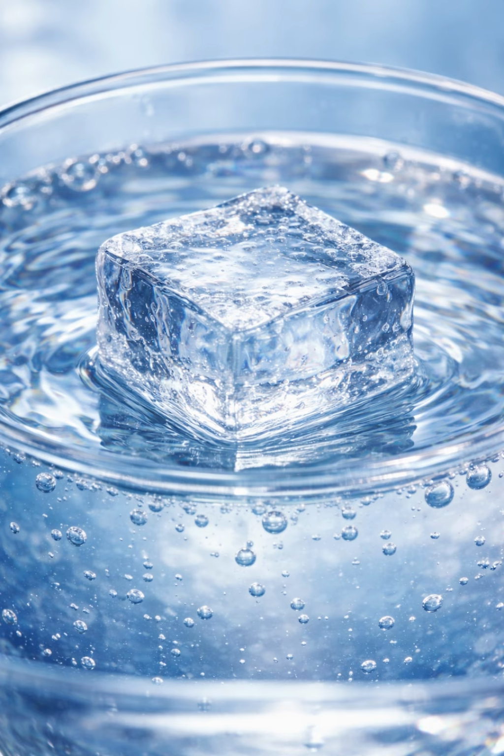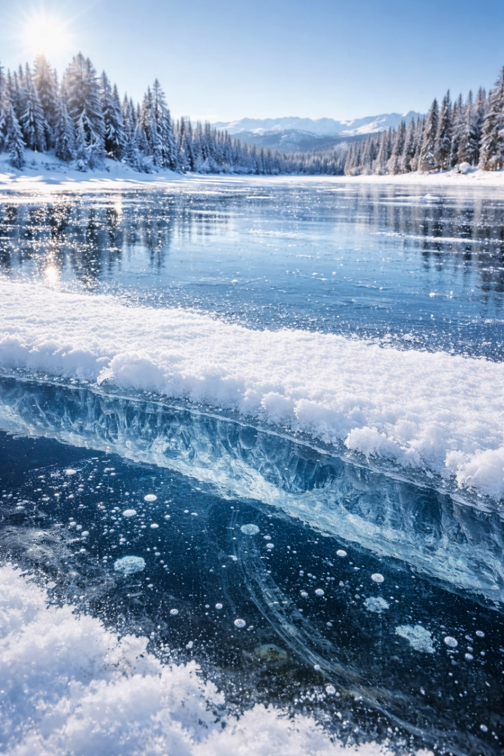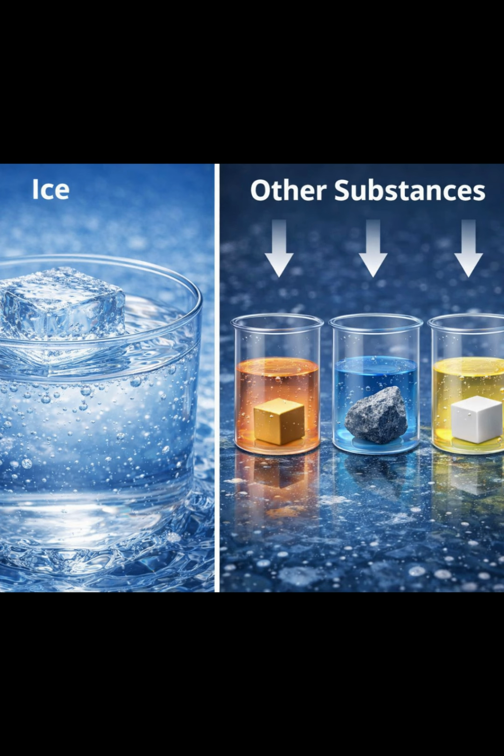And this unusual property isn't just interesting, it's essential for life on Earth. When lakes freeze in winter, the ice forms on the surface and floats. This creates an insulating layer that protects the water below from freezing solid. Fish and other aquatic life can survive beneath the ice because the water underneath remains liquid. If ice sank instead of floating, lakes and oceans could freeze from the bottom up, dramatically changing life on our planet.